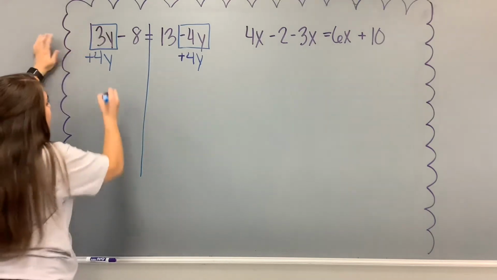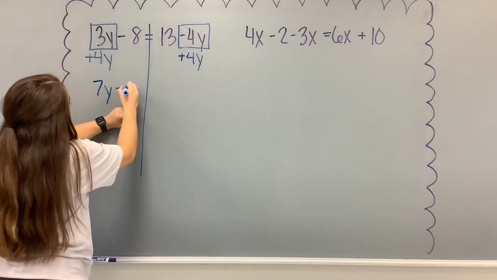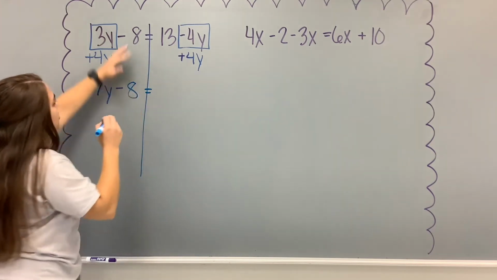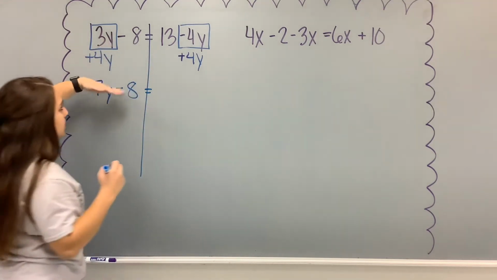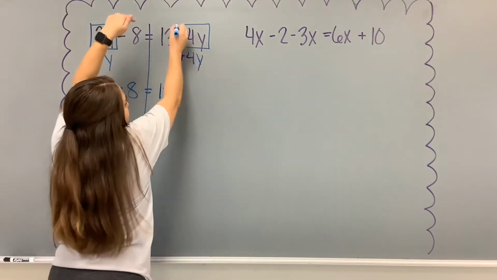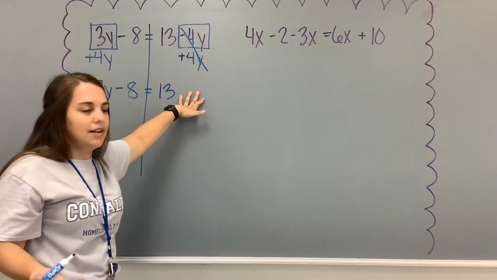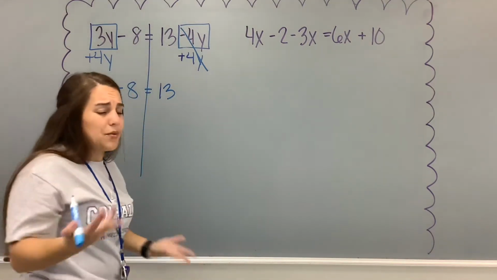I have 3 plus 4 is 7y. I do have this minus 8 on this side of the equation still, so I just rewrite it. We did nothing with that number just yet. Over here, I did nothing with the 13, and that went away, right? I don't have to put plus 0x because that means nothing. That means that there are no x's, and so we don't write that.